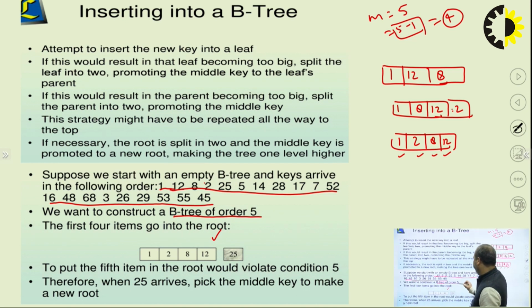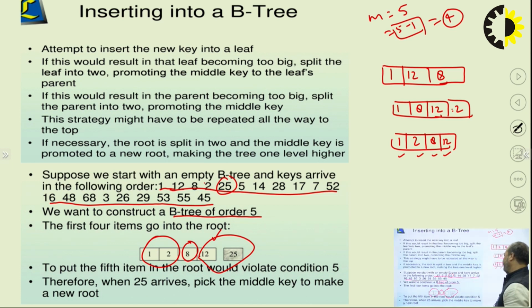Now the moment we get the fifth, 25, the node will exceed its maximum. So what do we do in that case? If a node exceeds the maximum, we split the node into 2 equal halves. If we have 5 values, the middle element is 8. So 8 comes up as a parent, and 1, 2 and 12, 25 will be its child nodes. ये 2 parts में split हो जाएगा, एक part ये हो जाएगा और एक part ये हो जाएगा. To put the 5th element in the root would violate the condition. Therefore when 25 arrives, pick the middle key to make a new root.